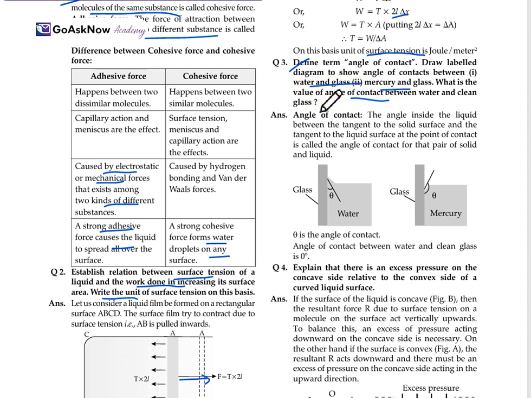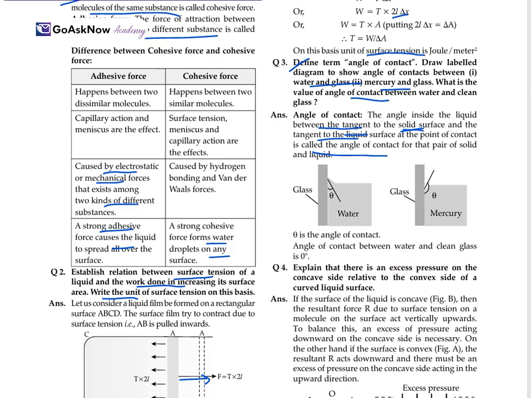So, angle of contact: the angle inside the liquid between the tangent to the solid surface and the tangent to the liquid surface at the point of contact is called the angle of contact. For the pair of solid and liquid, here for glass and water, the angle is made like this. For glass and mercury, the angle will be like this. Theta is the angle of contact. The angle of contact between water and clean glass is always 0 degrees.